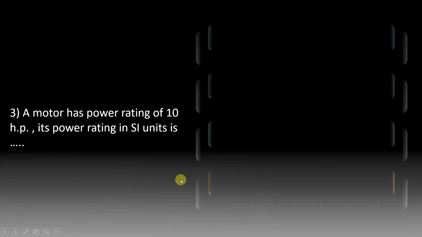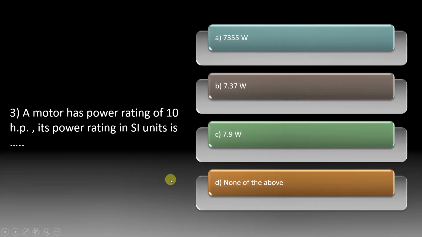Now suppose we are having a motor whose power rating is 10 horsepower. Then its power rating in SI unit. So we have to convert the units over here. So 1 HP is given by 735.5 watt. Then 10 HP will be equal to 10 multiplied by 735.5 watt, that is 7355 watt, and therefore option A is the correct option.